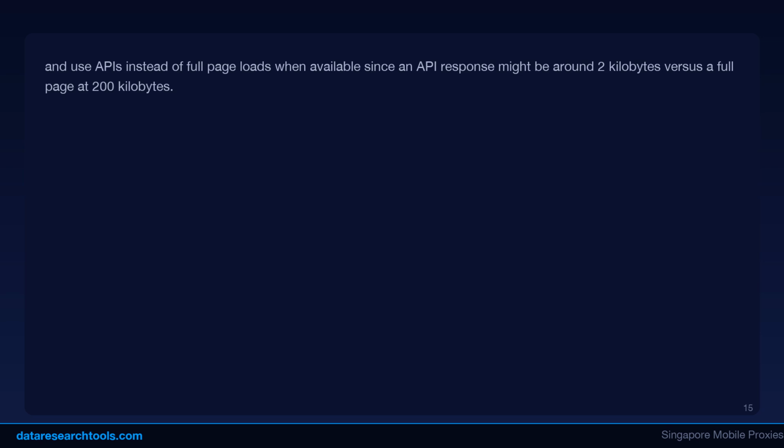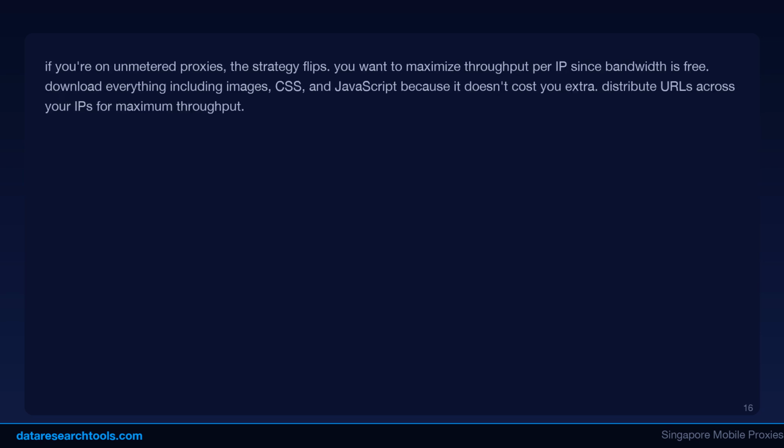If you're on unmetered proxies, the strategy flips. You want to maximize throughput per IP since bandwidth is free. Download everything including images, CSS, and JavaScript because it doesn't cost you extra. Distribute URLs across your IPs for maximum throughput.